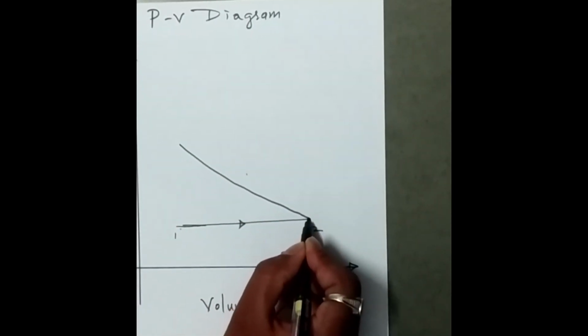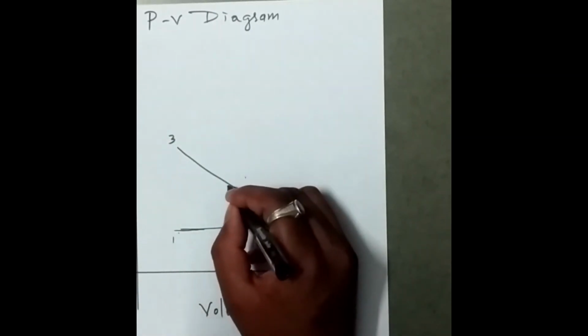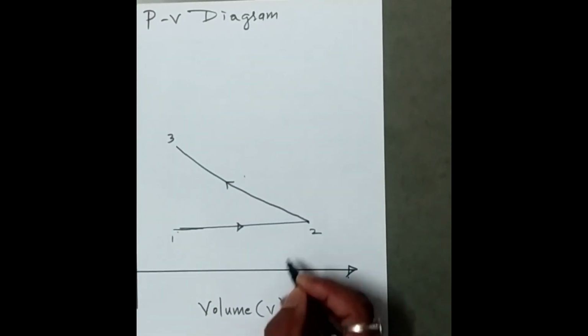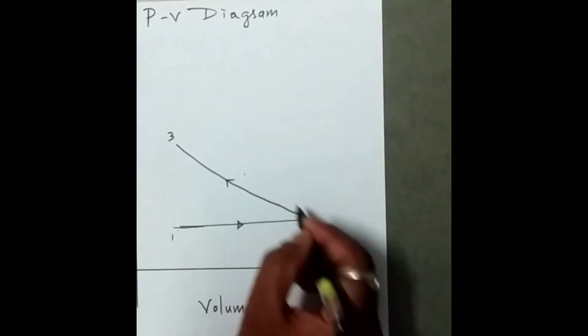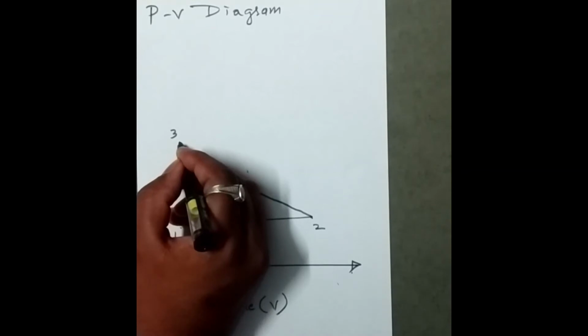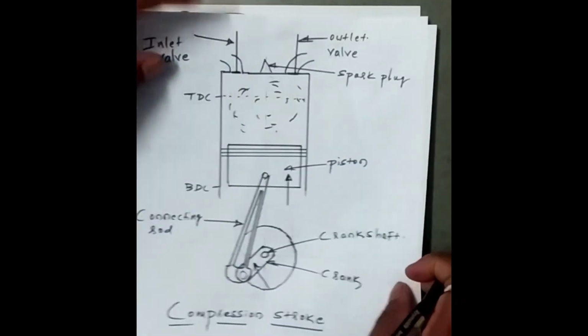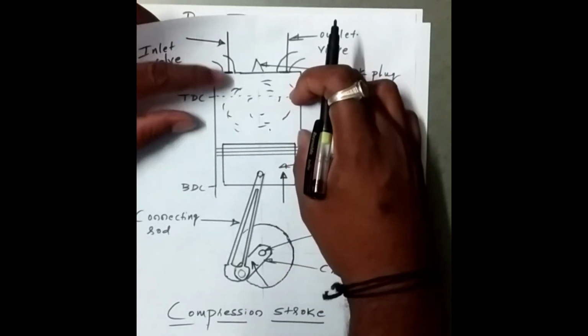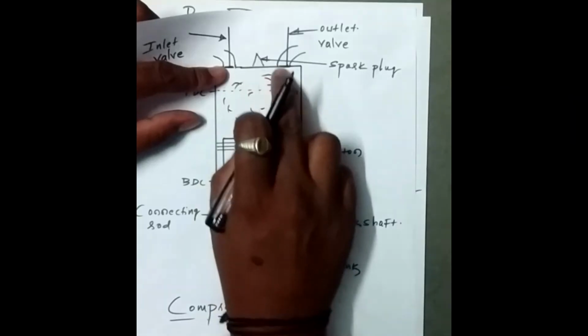And this process is an adiabatic process. So 2 to 3 is the adiabatic compression process. Here volume has decreased and pressure has increased. Now at the end of the compression stroke, when the piston reaches here, the spark plug will provide a spark and ignition is going to begin.